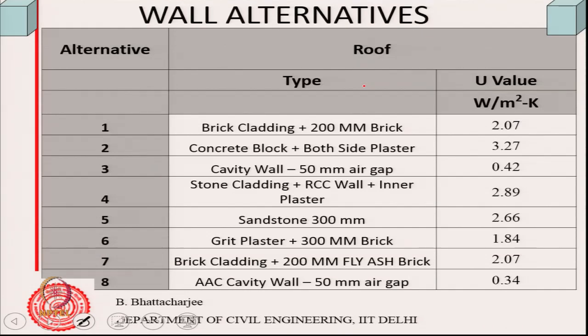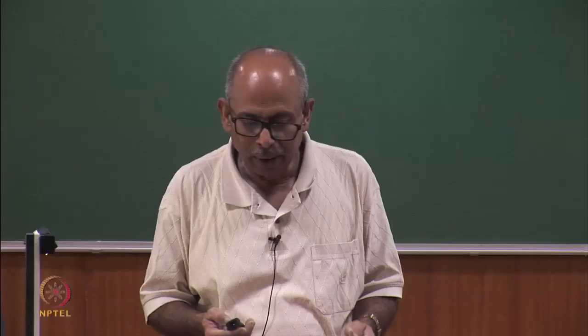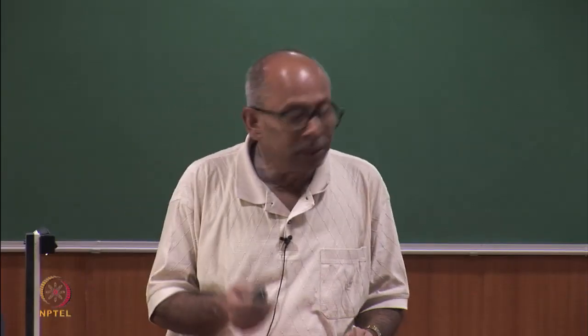And wall, similarly, there can be a large number of options available. Typically, just 8 of them are shown. Brick, 200 millimeter thick brick, this is modular brick, we thought of just showing you that way. But one can choose what is available in the market.